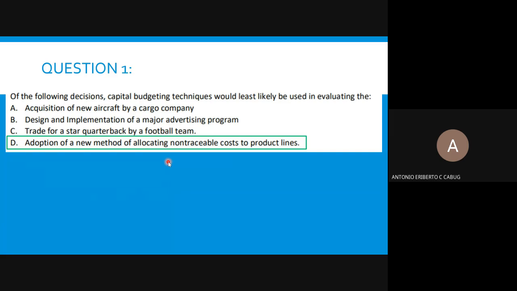Please turn off your microphone if you're not talking. Please turn off your microphone if you are not using it. Please check, everyone.